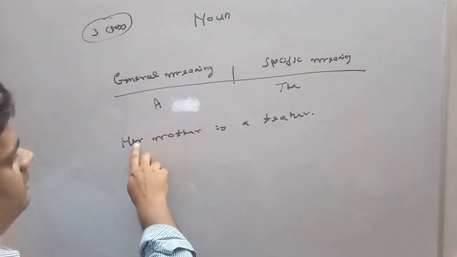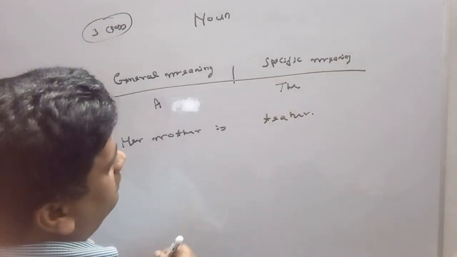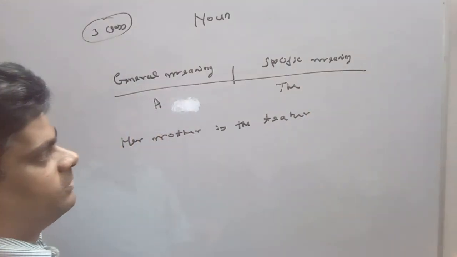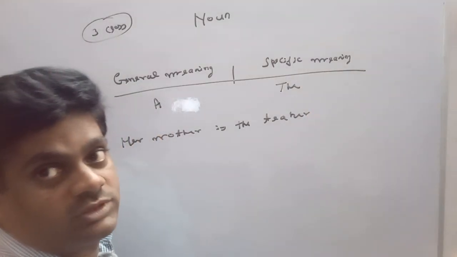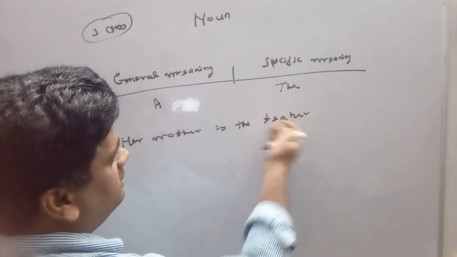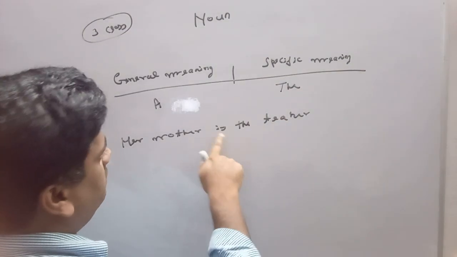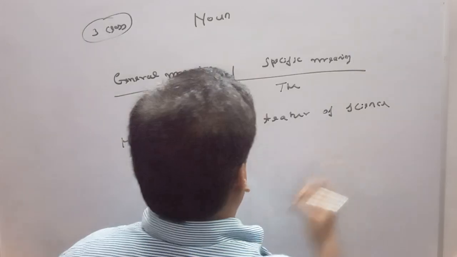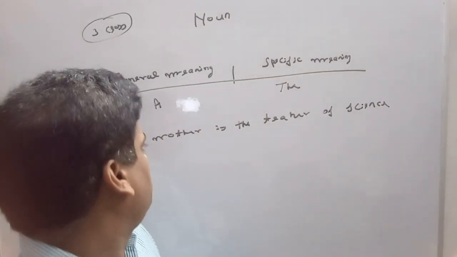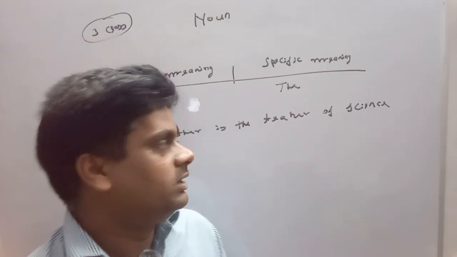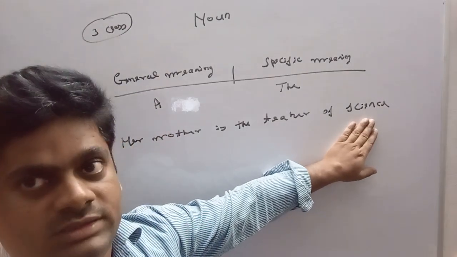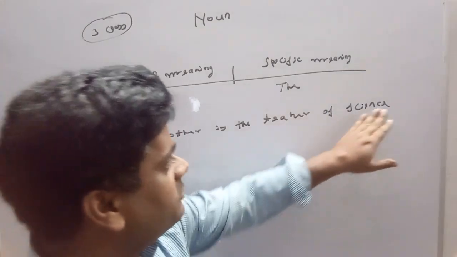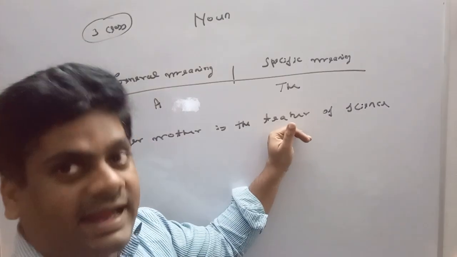If I write her mother is the teacher, now here we would have to mention the subject, the name of the subject, because here we have made teacher definite. Her mother is the teacher of science. Here science is supposed to make the noun teacher definite, but in the absence of the subject, the teacher was indefinite to us.